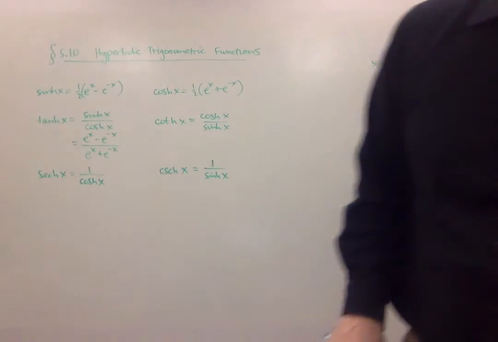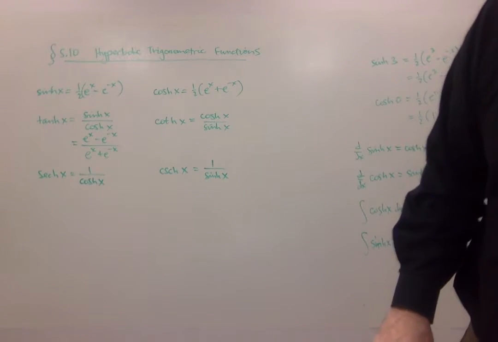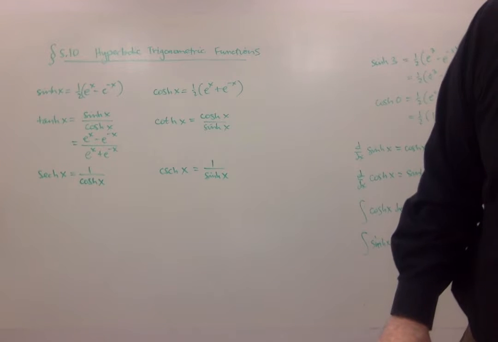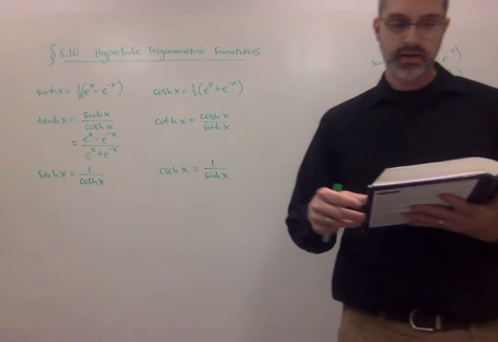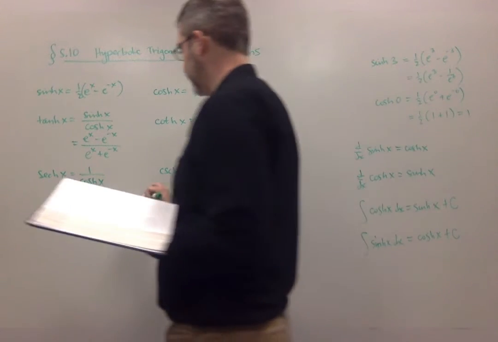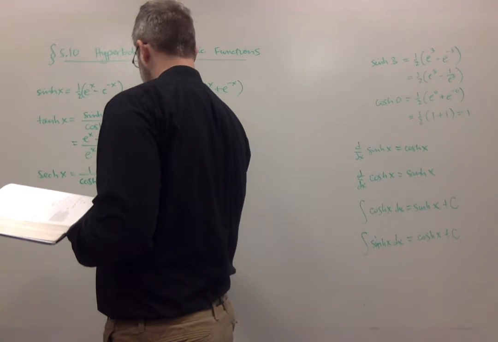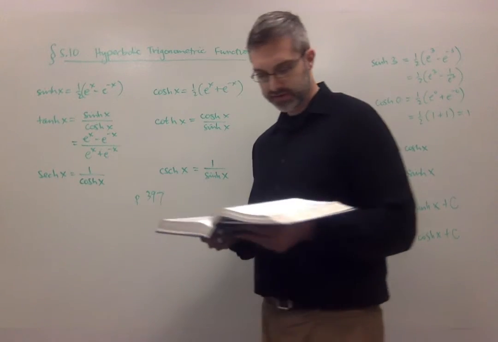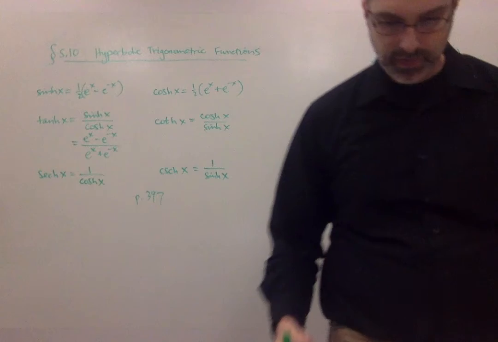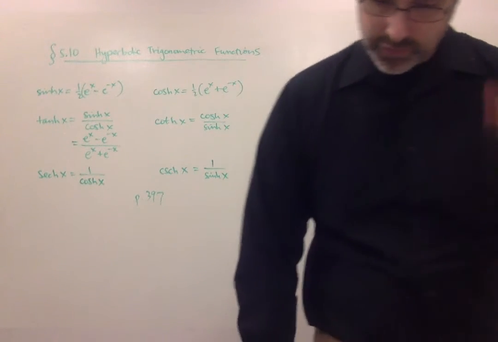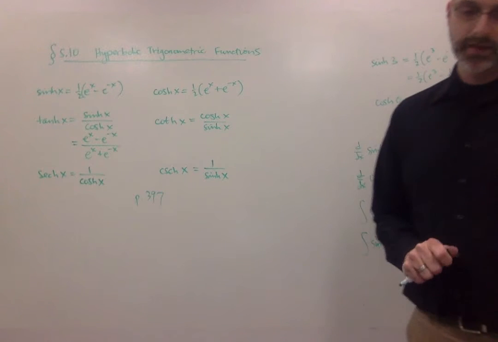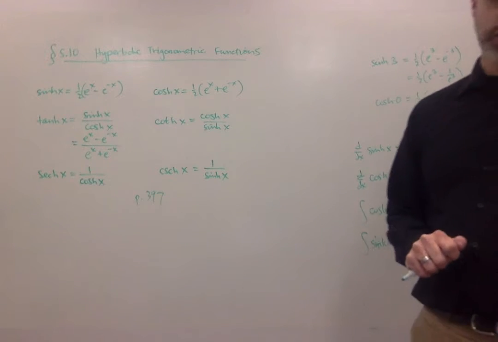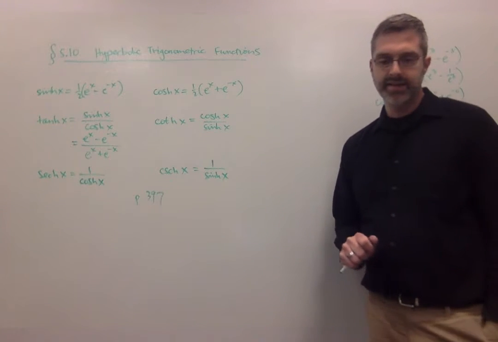Now what I simply want to point out here is, take a look at page 397. So if you don't have your books out and open, go ahead and do that. Open your books to page 397. And I want you to take a look at the hyperbolic identities there.